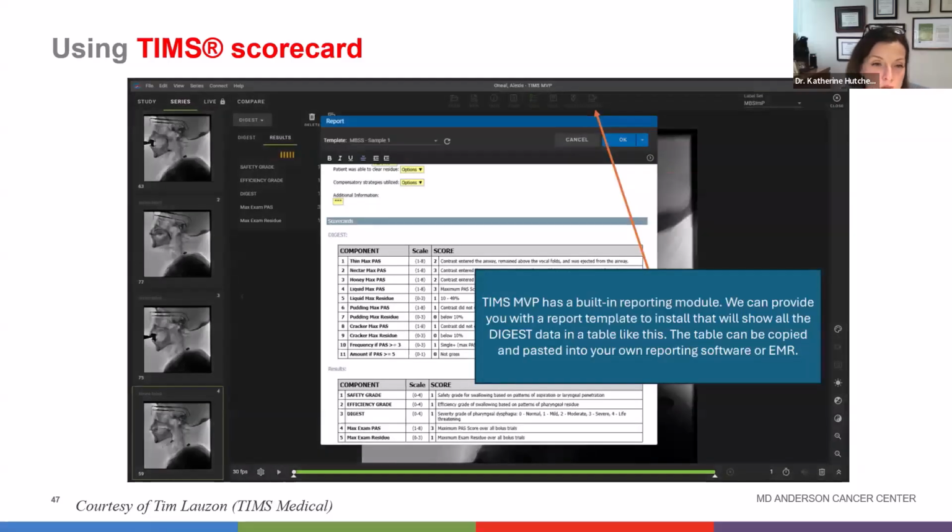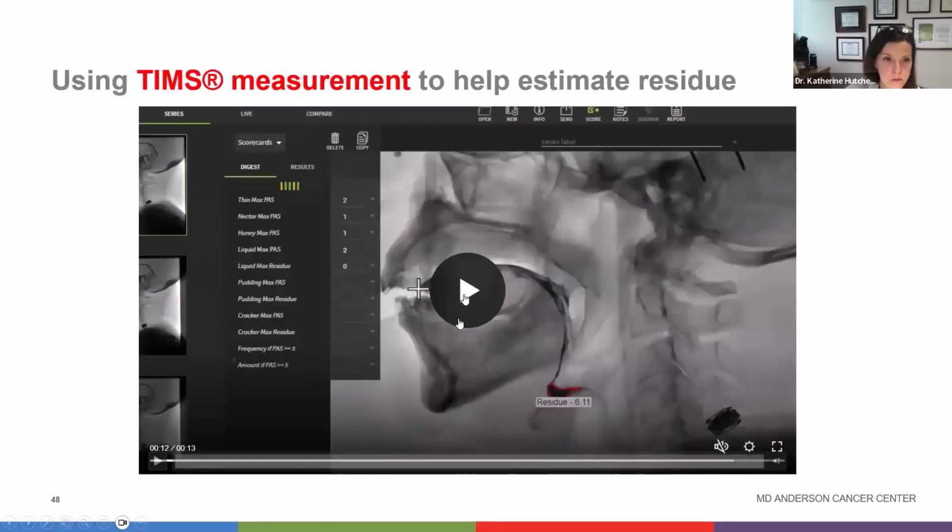The other component of the scorecard is the opportunity to generate a custom report using Tim's reporting template. If you've generated the data in the scorecard, it will automatically output your Digest into your clinical report, which is an excellent feature for standardized reporting. All right, so that's the scorecard.